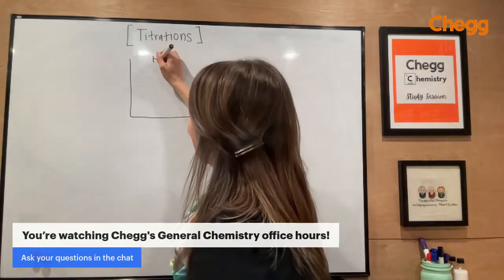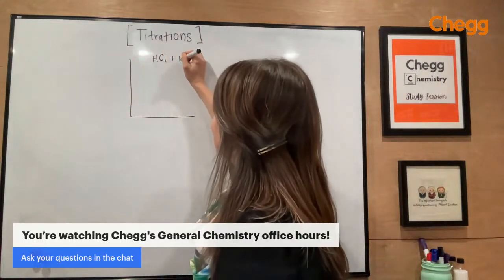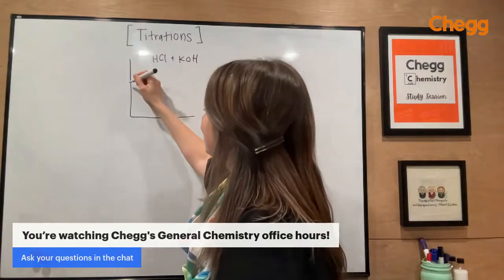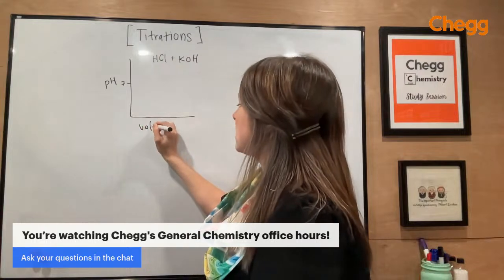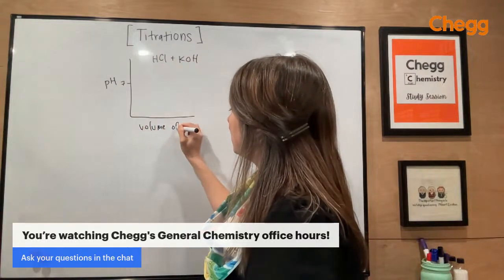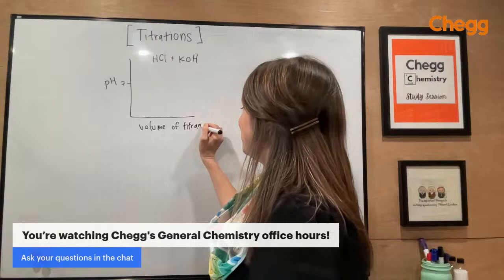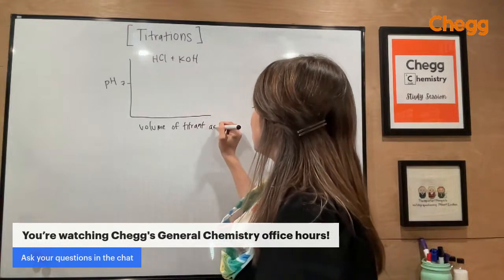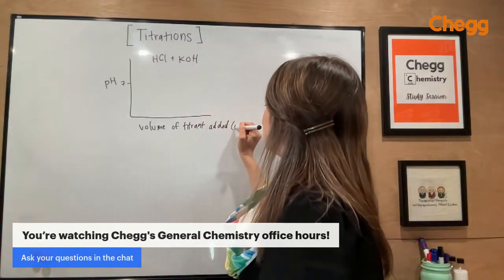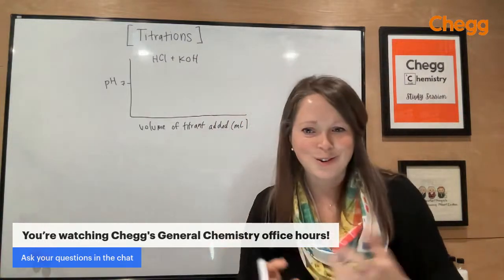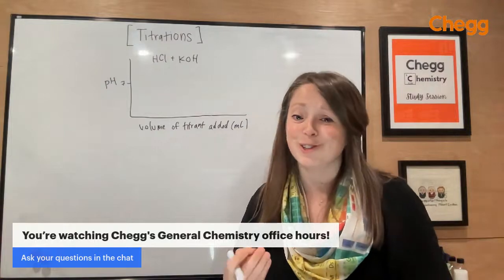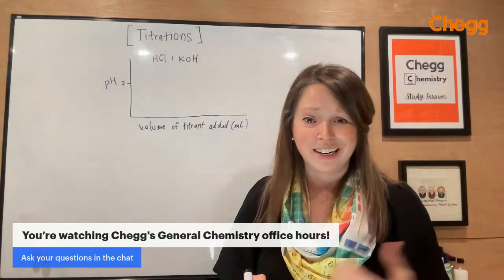So let's say we had hydrochloric acid plus potassium hydroxide. All right. So this is my pH. This is going to be my volume of titrant added. All right, so let's just go ahead and talk through this and then we'll switch gears and do the one that's actually tricky, right?